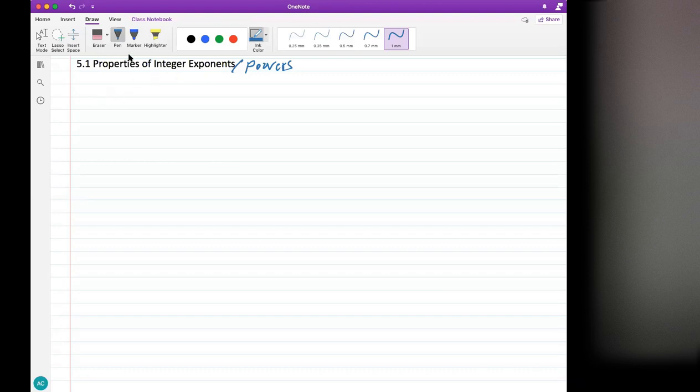Before that, let's define exponential expressions or powers, and then learn the different rules that apply to them and see how to use them to simplify. So let's define those.